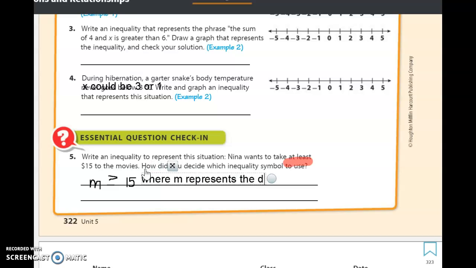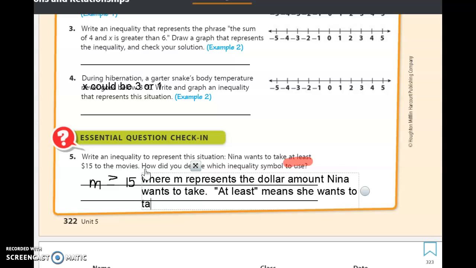represents the dollar amount Nina wants to take. The at least means she wants to take $15 or more than $15. She doesn't want to take any less. All right, that's a good answer. You are done with page 322.